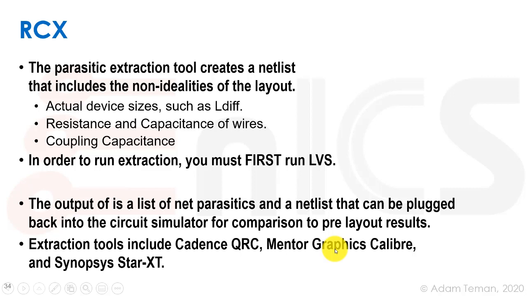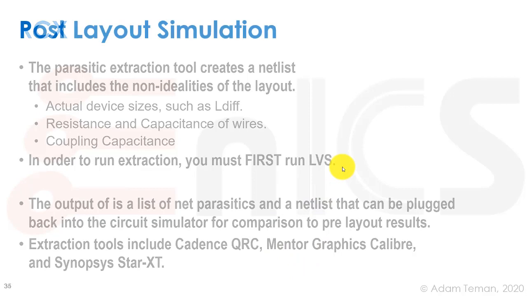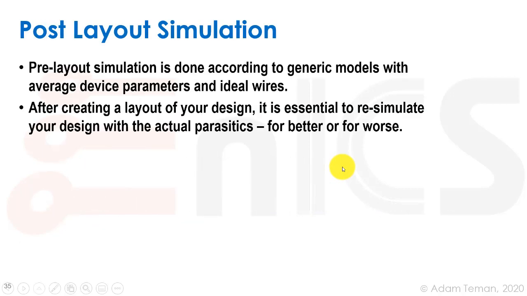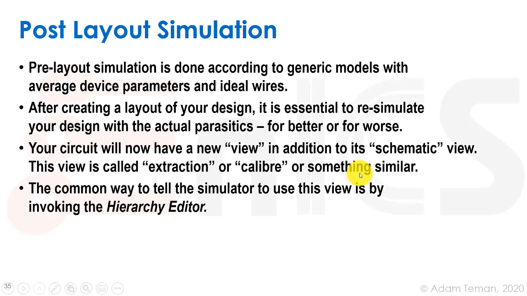The output of the extraction is a list of net parasitics and a net list that can be plugged back into the circuit simulator. We call that post-layout simulation. Okay, extraction tools are: Cadence has QRC, Mentor Graphics again uses Calibre, and Synopsys uses StarRC XT. So post-layout simulation is when we take these parasitics, we plug them back into the net list, and then we rerun our test benches to see if we get the same or better or worse results. Okay. Usually we use something like the hierarchy editor to just choose the different view that will be used by the test bench when it's running the simulation.